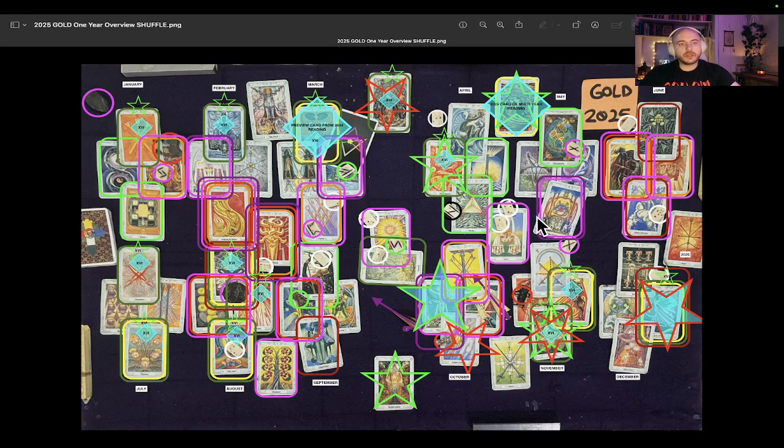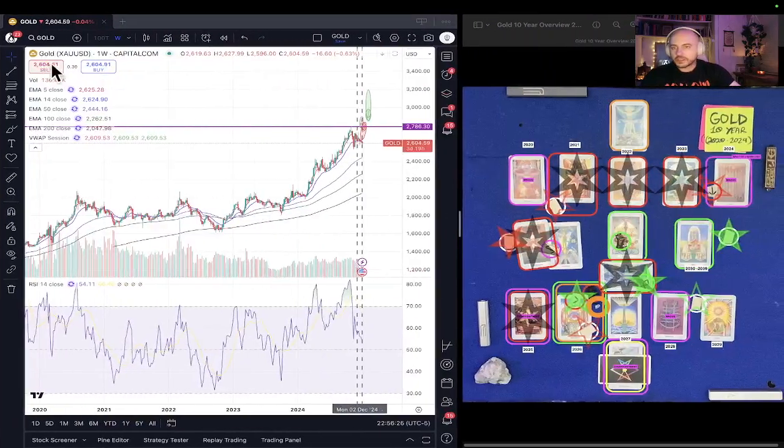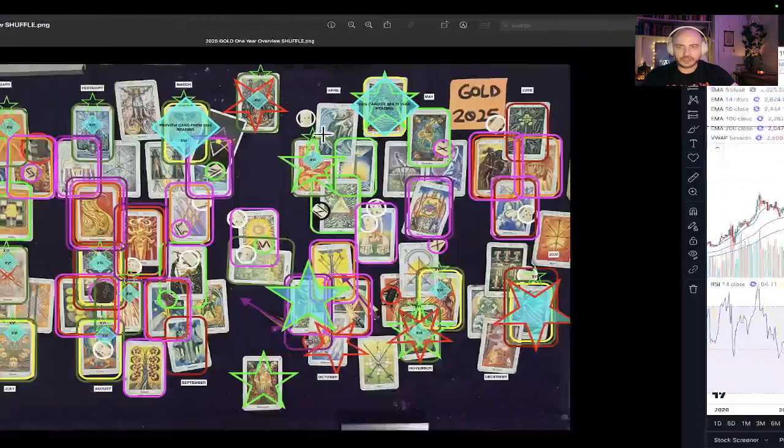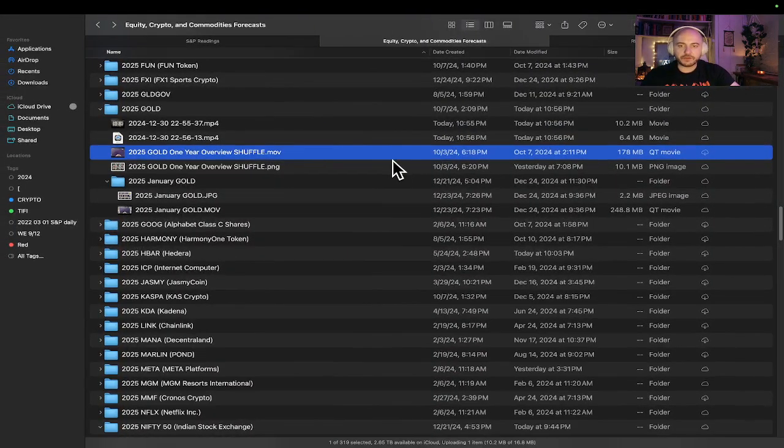This is the gold bullion 1 year overview reading for the year of 2025. It's currently December 30th, 2024, 10:56 p.m. Eastern Time. Spot price of an ounce of gold at the time of this reading, $2,604.59. That's USD. The shuffle video for the 2025 gold 1 year reading was created on October 3rd, 2024 at 6:18 p.m. Eastern Time.